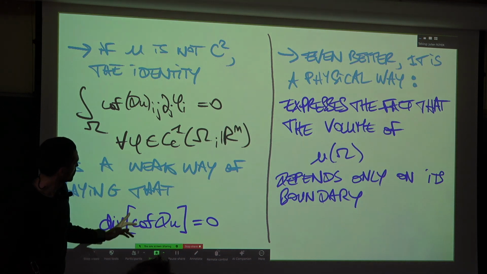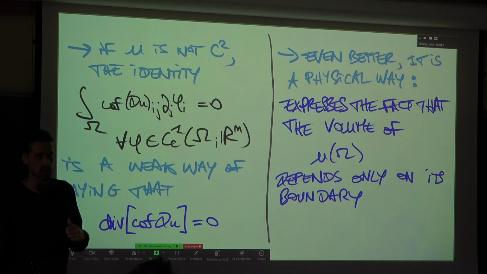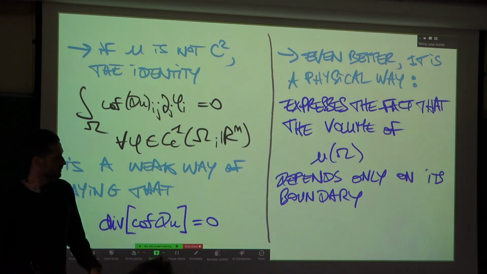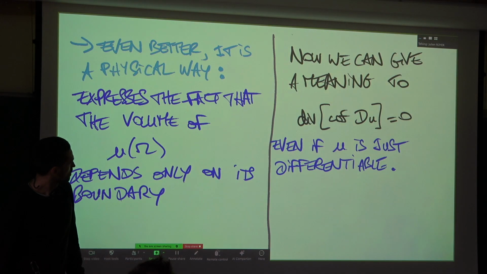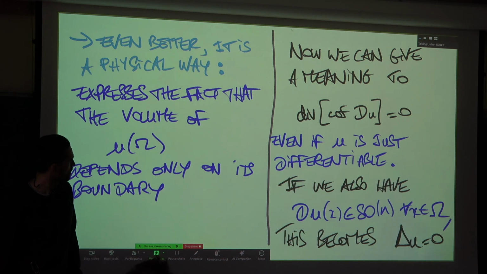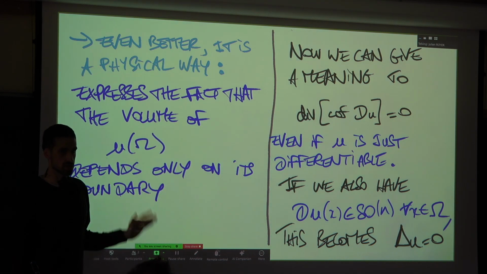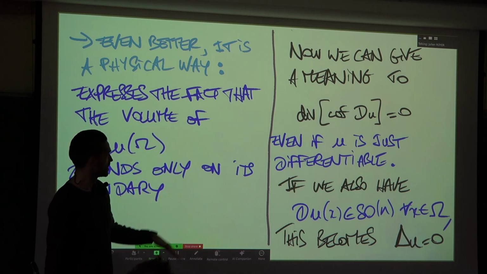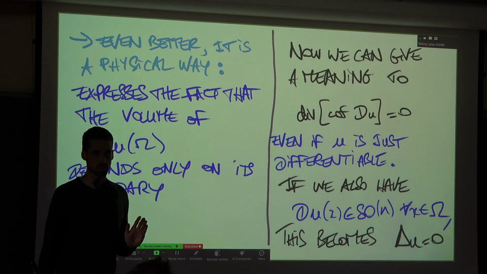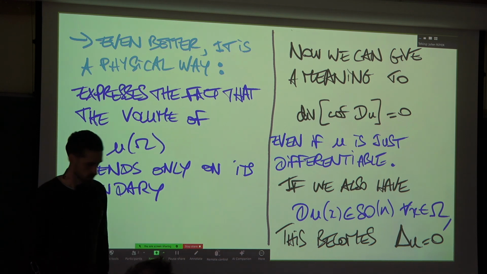Okay, so now the good news is this equation makes sense even if u only has first order derivatives. Even if u is just differentiable, we understand what it means to be a solution of this equation. And now if you also add the condition that du is a rotation, then you put it in here and it becomes Laplacian of u equals 0 in a weak way. Again, integrated against some test functions.